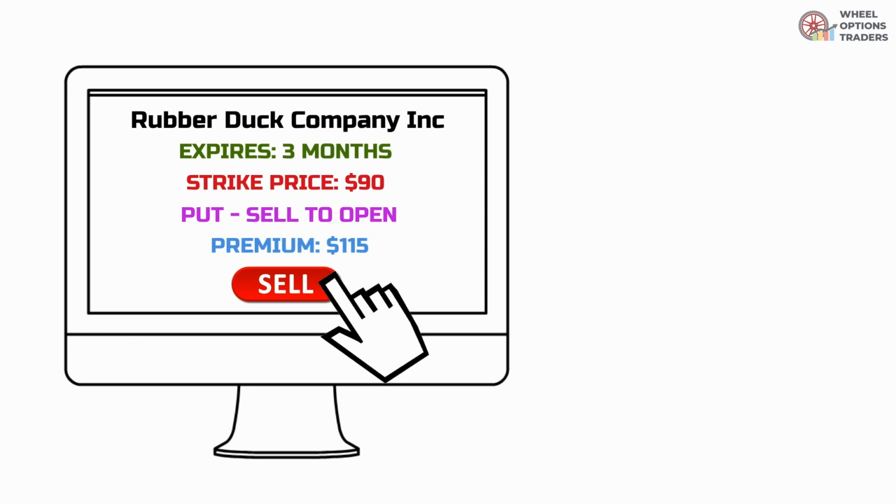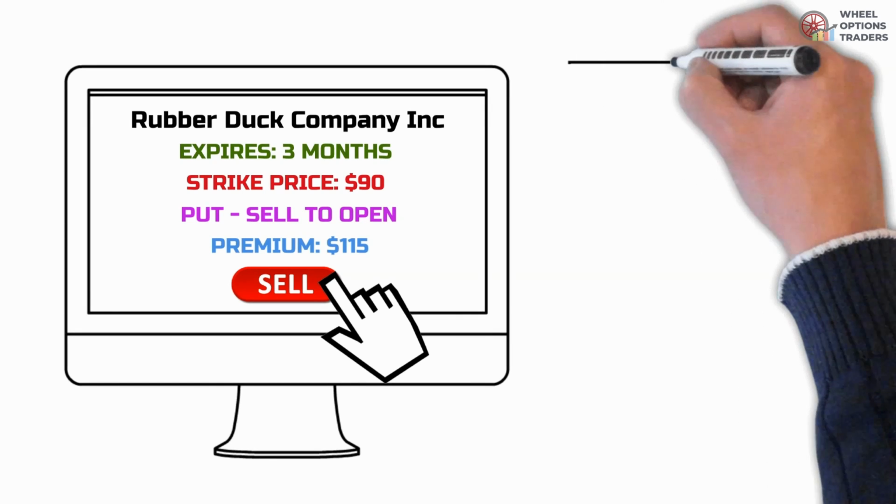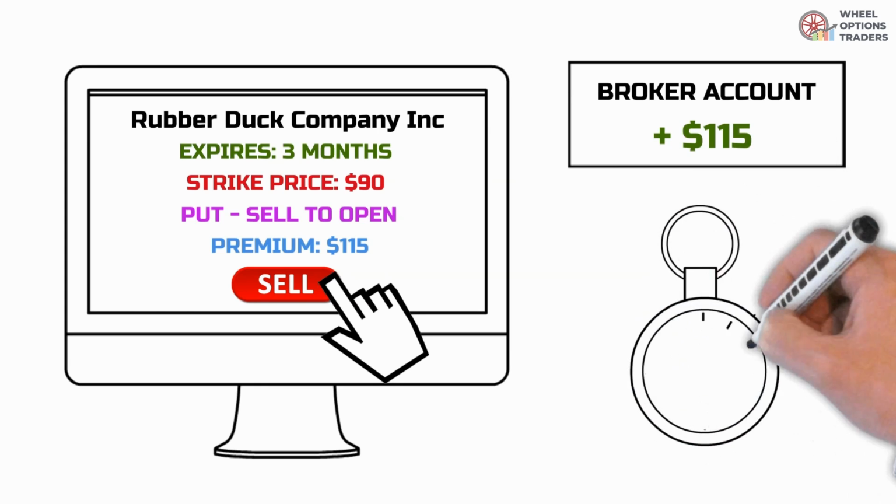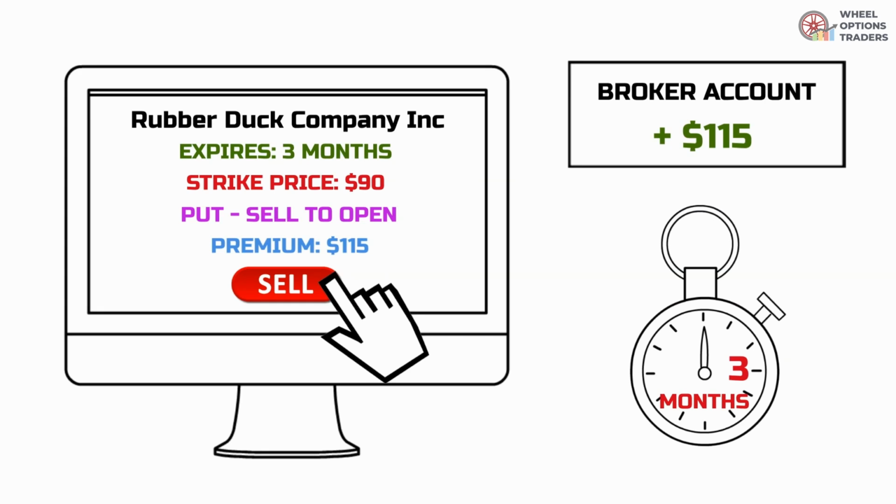Okay, so then you click the sell button and bang! Almost instantly, somebody comes along and sees your contract and buys it. And you look at your account balance and great, you see $115 premium is sitting there. So you've just made money. So now you sit on your hands and wait for 3 months.